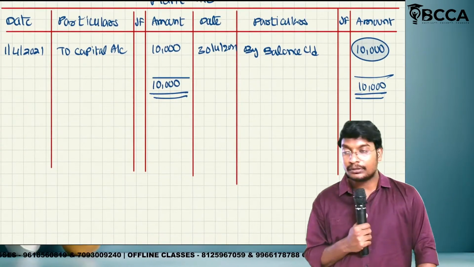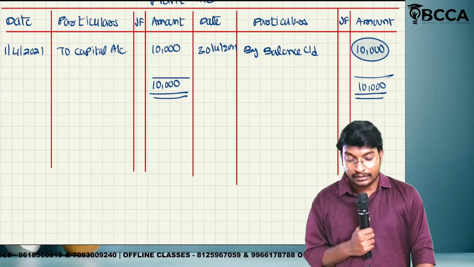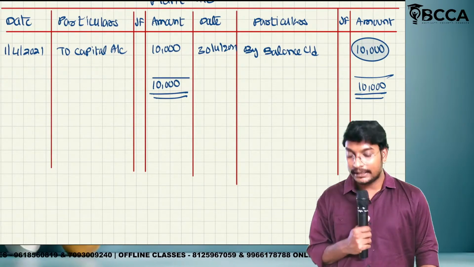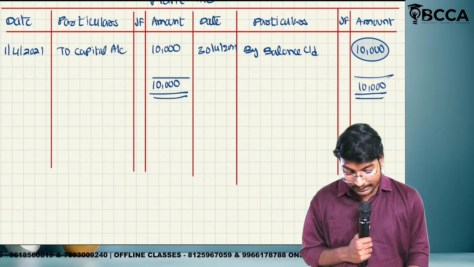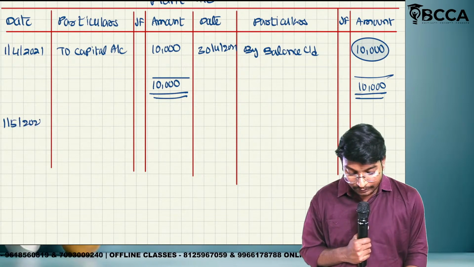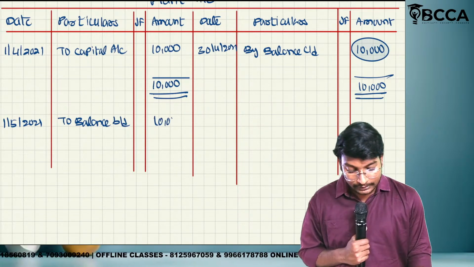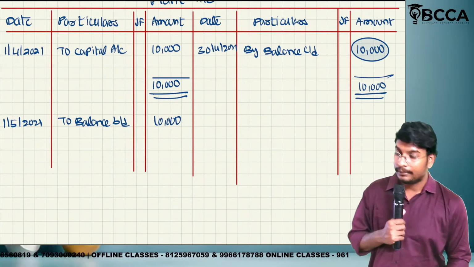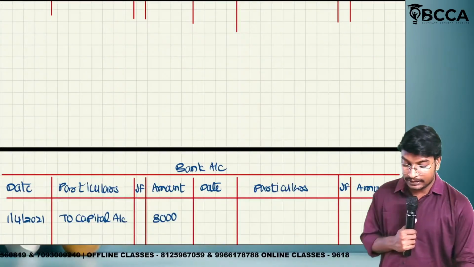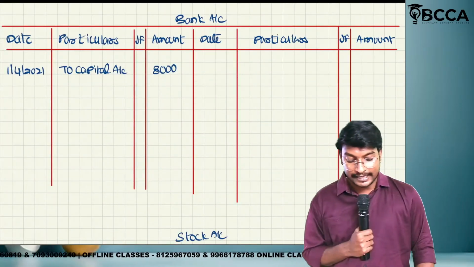On which side do we need to transfer? Debit side, because we are having the highest amount on the debit side. So what is the next month beginning? 1st May 2021, to balance brought down. How much? 10,000. Like that we need to do the balancing. What is the next one? Bank account. Bank account also the same way.